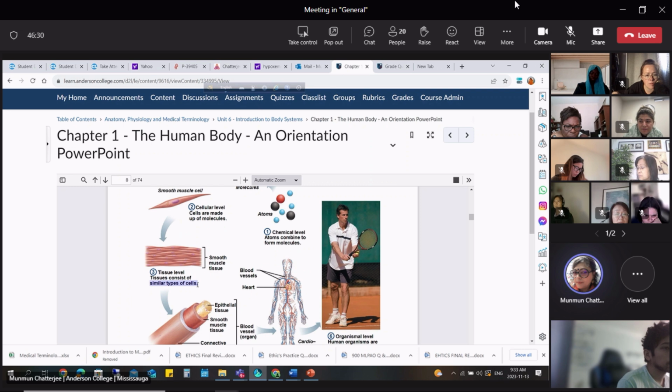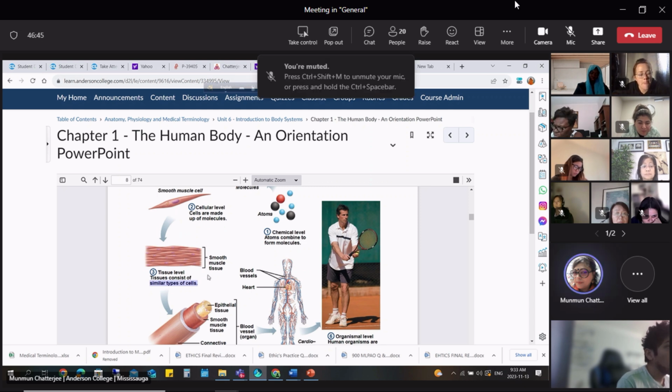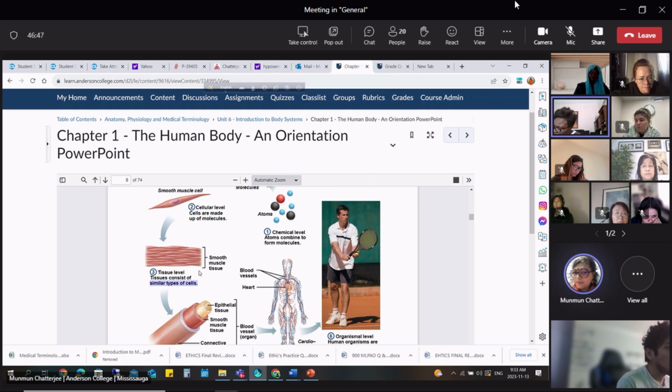Again, here is a question. Tissue level. Tissue is made up of similar types of cells, true or false, or tissues are made up of different types of cells, true or false. Note it down. So tissue is made up of similar types of cells.